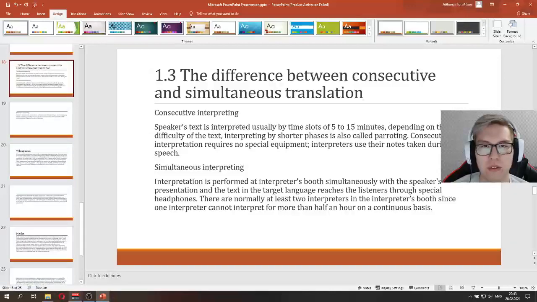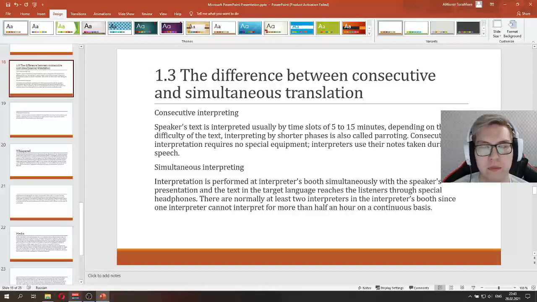Now, part 3, the difference between consecutive and simultaneous translation. Consecutive interpreting: the speaker's text is interpreted usually in time slots of 5, 10, or 15 minutes, depending on the difficulty of the text. Interpreting in shorter phrases is also called parroting. Consecutive interpretation requires no special equipment. Interpreters use their notes taken during the speech.